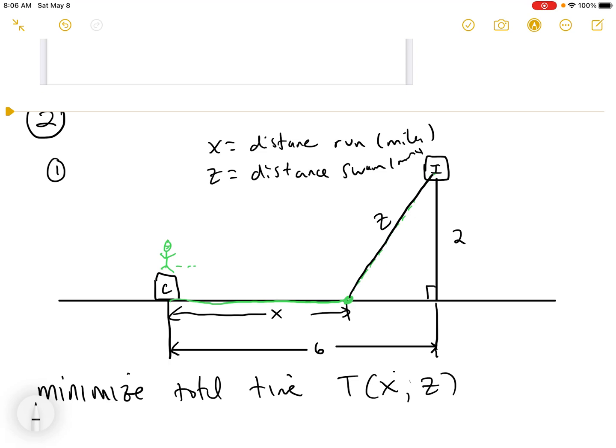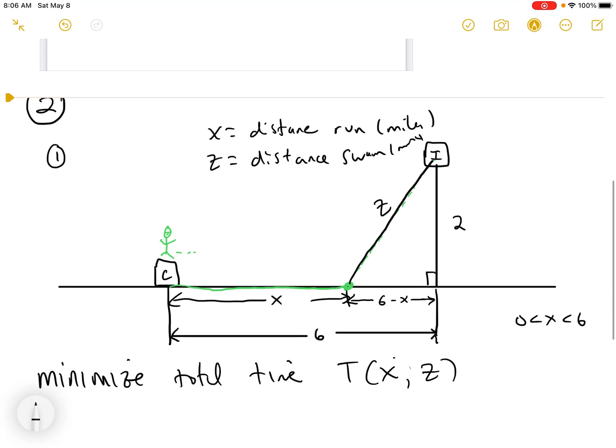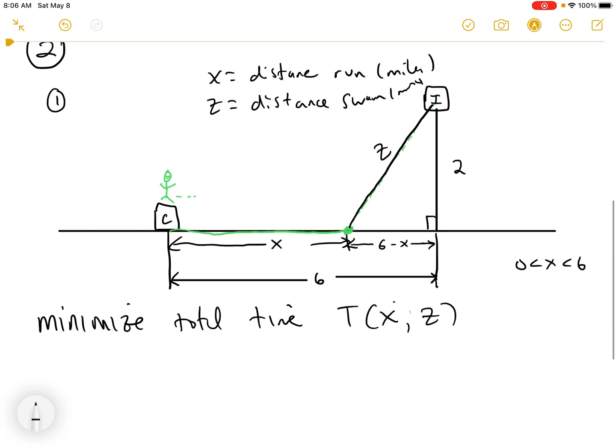All right, and this distance from there to there is 6 minus x. It also tells you that x lies between 0 and 6, because that's going to be the longest. Okay. So this is interesting because we're minimizing time. And remember, the units here, this is really important. Keep track of your units on these optimization problems and related rates.